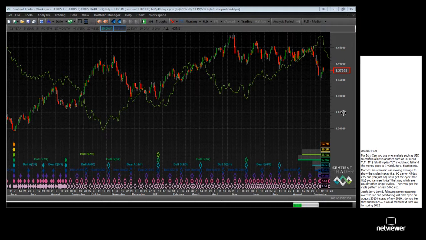I see we have a question. 2 questions, so let me answer those before we move on with it. From, I think that's Marcel, is it? You can also use moving average to show the cycles in play, that is 90-day, 45-day, and just adjust to get the cycle that fits. You can see skips that way, which are usually other longer cycles, then you get the cycle pattern of 303.